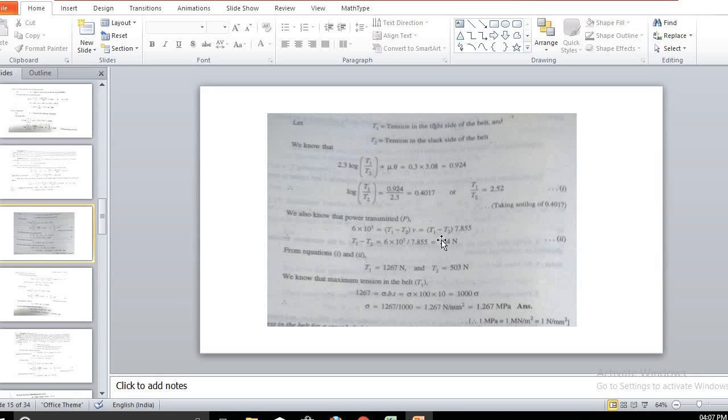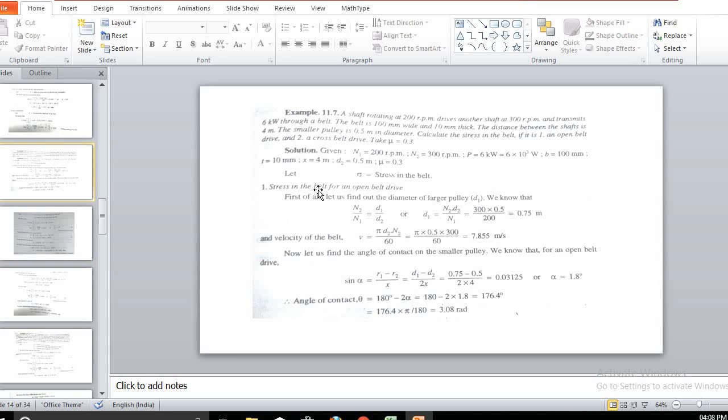We can find T1 and T2 by simplifying these two equations. From this T1 and T2, the maximum tension is 1267 Newton. So put this in T is equal to sigma Bt. B is known to you, thickness t is known to you, and find out sigma. This is for the open belt drive.